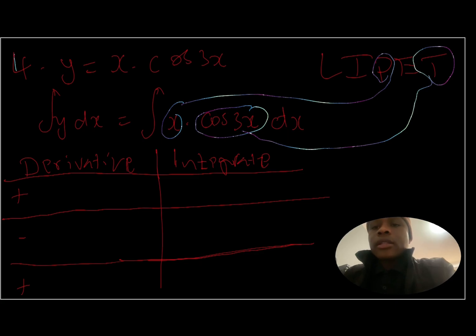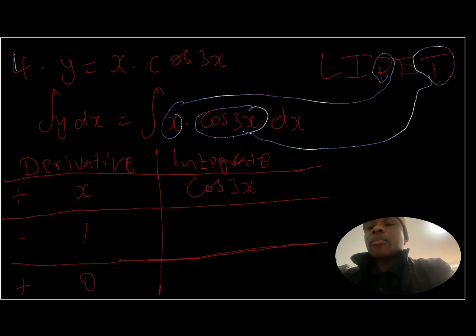It is x, and then here we're going to integrate cos 3x. Since we're deriving a polynomial, we derive it until 0. It will be 1 here when we derive it, and therefore 0 here. Then let's integrate to fill the remaining rows, this one and this one.